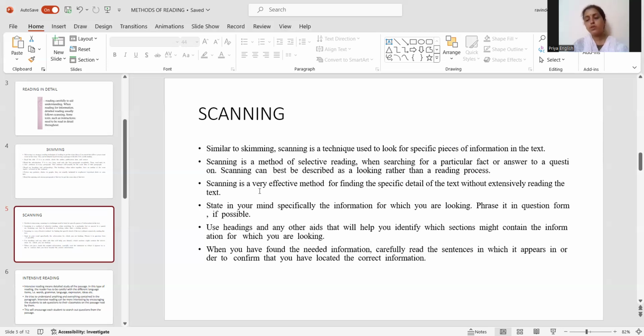So what could be helpful to you is using the headings. When you're looking into the headings, you will be more clear in identifying the topic, the section, which might contain the information you are looking for. Next, when you have found the needed information, carefully read the sentences in which it appears, in order to confirm that you have located the correct information. So this is about scanning.